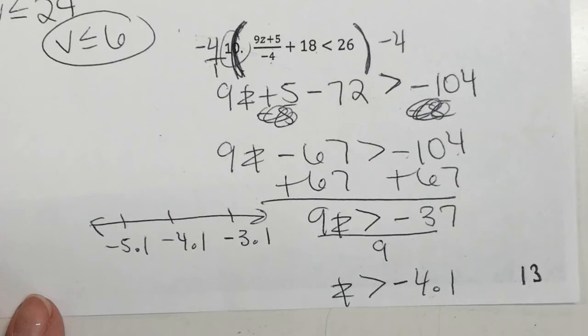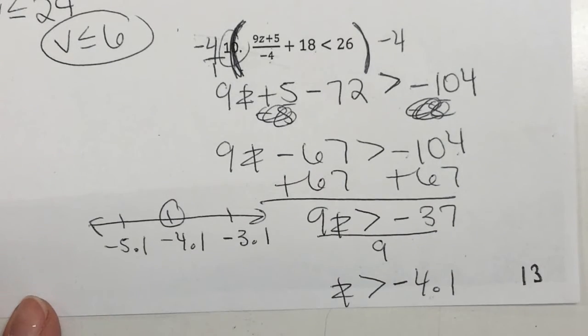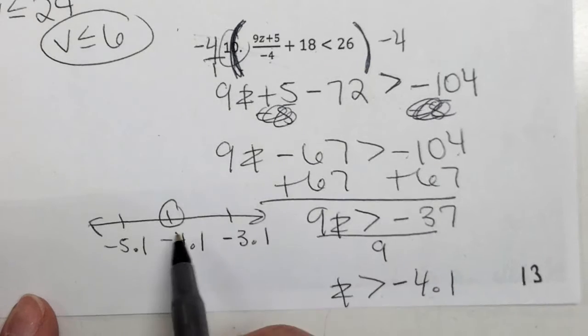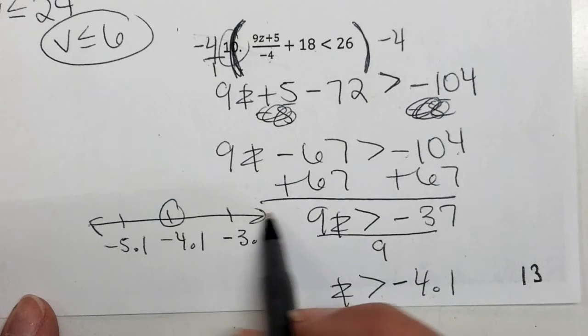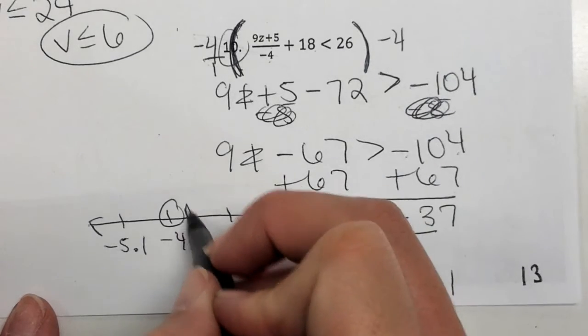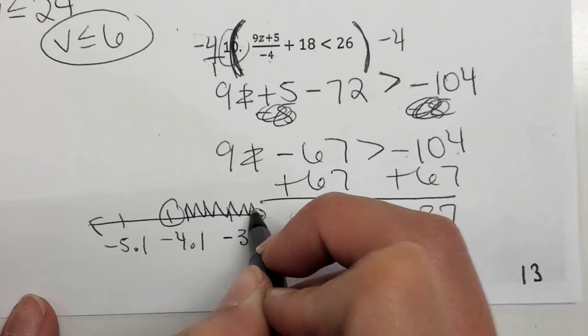Alright, open or closed? Open. Left or right? Right? No. Is this saying z is greater than or less than? Greater than. So which value is greater than? Right. This one, right? Does everybody see that? Okay.